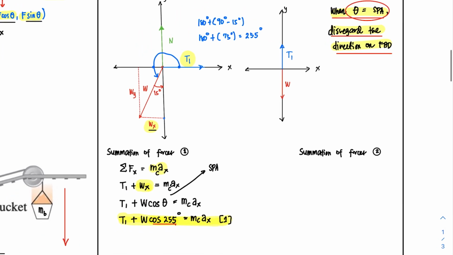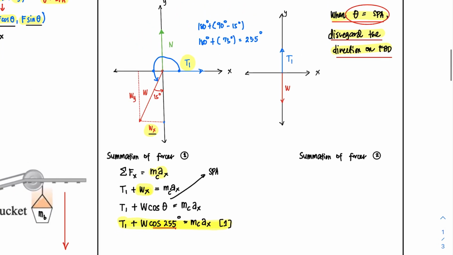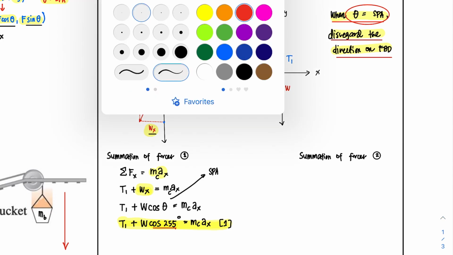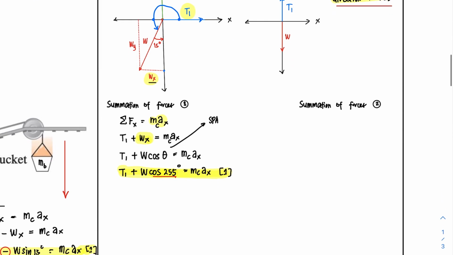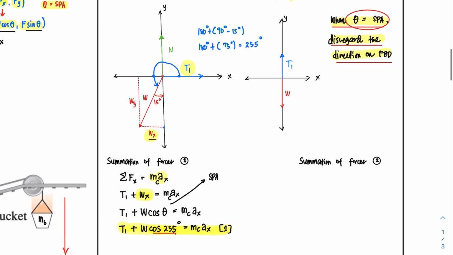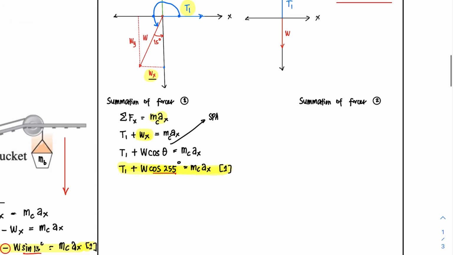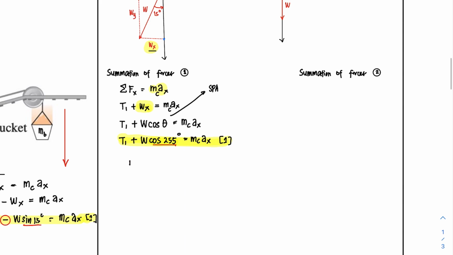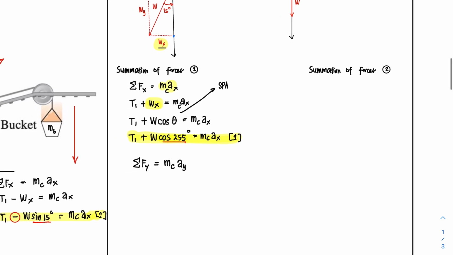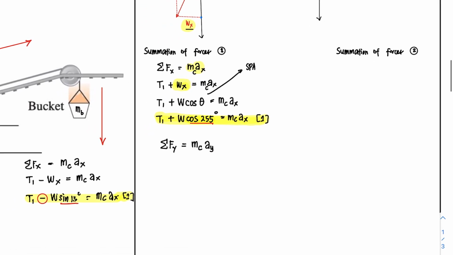Let's go back here. And for the rest, akong gamiton na din SPA for the rest. So for the first free body diagram, body 1, we are done with the X. So we are still to write the sum of the forces along Y. And that is equal to mc, mass of the cart, acceleration along Y.